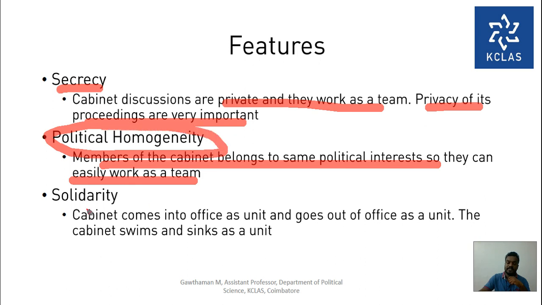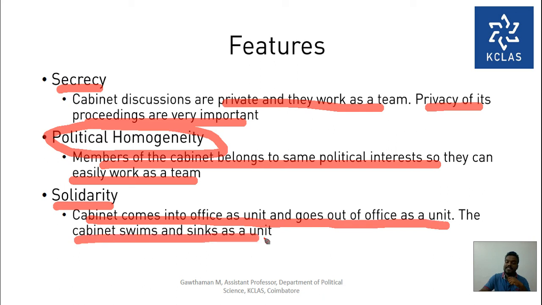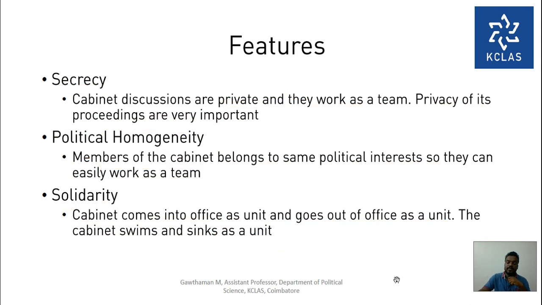Then solidarity. The cabinet comes into office as a unit and goes out of office as a unit. The cabinet sinks and swims as a unit. Very important, it's an important statement. The cabinet sinks and swims as a unit. It always functions as a single unit. That is what it is mentioning.